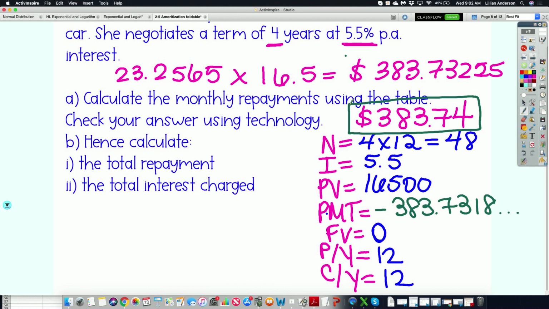So hence, calculate the total repayment. The total repayment is how much you're going to have to pay in the span of those 4 years. Okay? So I know I'm paying $383.74 every month for how many months? 48. Where did 48 come from? 4 years, 12 months. So I'm going to multiply that monthly payment by 48 to figure out exactly how much I'm going to pay overall.